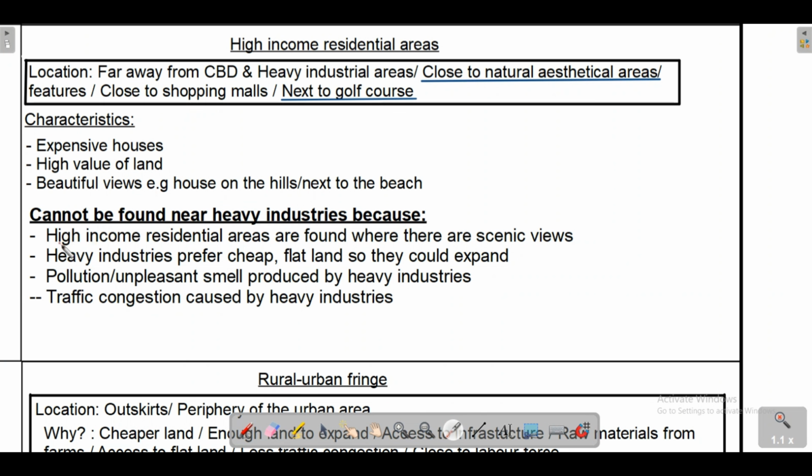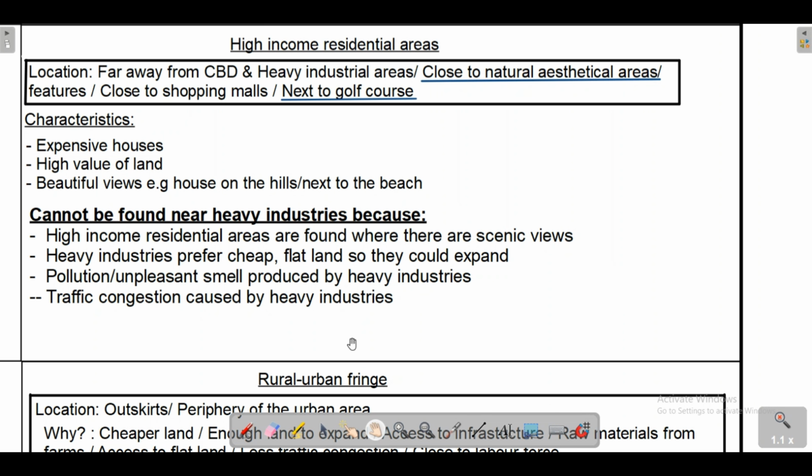So the first one, as I said, high income residential areas are found where there are scenic views, okay? Not where there's just flat land, okay? Because that's what heavy industries are looking for. They're looking for flat land, they're looking for cheap land value. That's not what high income residential areas look for. They look for scenic views, beautiful views. Heavy industries prefer cheap flat land so that they could expand, whereas high income residential areas prefer scenic views, beautiful views, and so that's why it is expensive there.